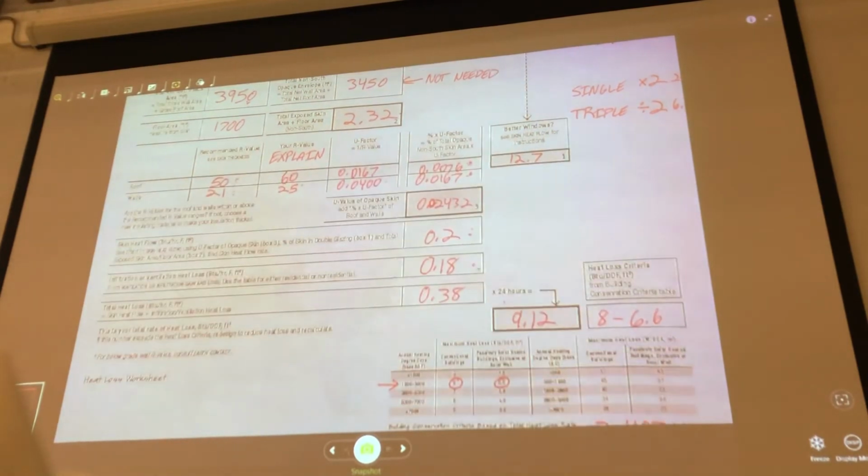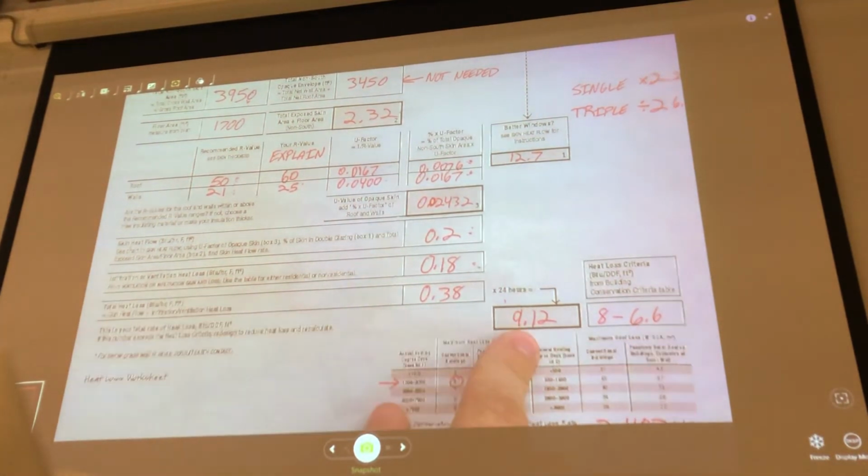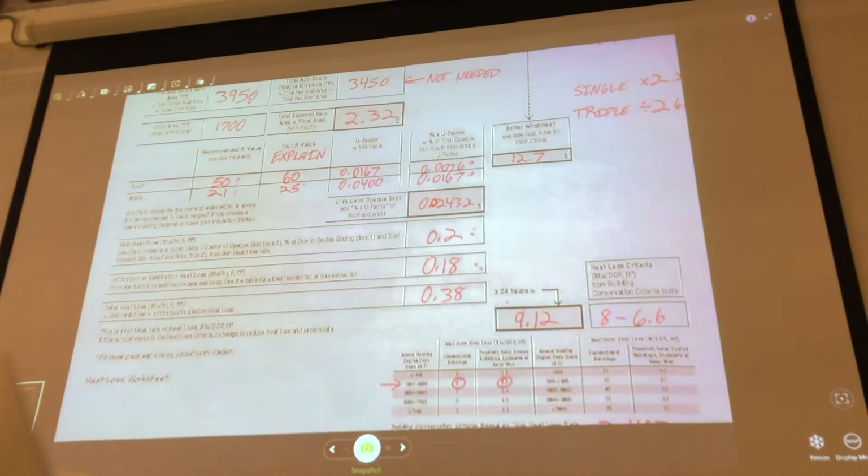So that right there is how we figure out how much heat loss we're going to have in our building. Again, the lower that number is, the better our building performs. So we want to make it to where that number is as low as we possibly can. And we want to be able to justify how we got that low number. Okay?